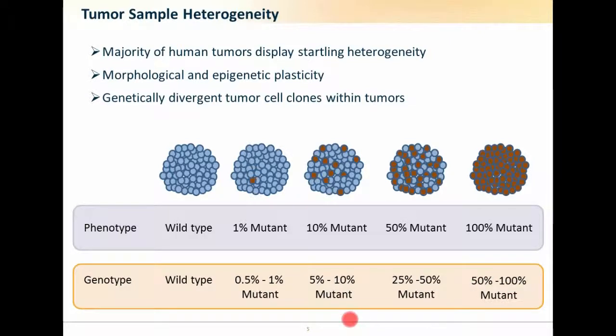And so if you're working at the level where you have a 10% mutation, you will require a limit of detection of at least 5% to be able to detect this if it's a heterozygous mutation.